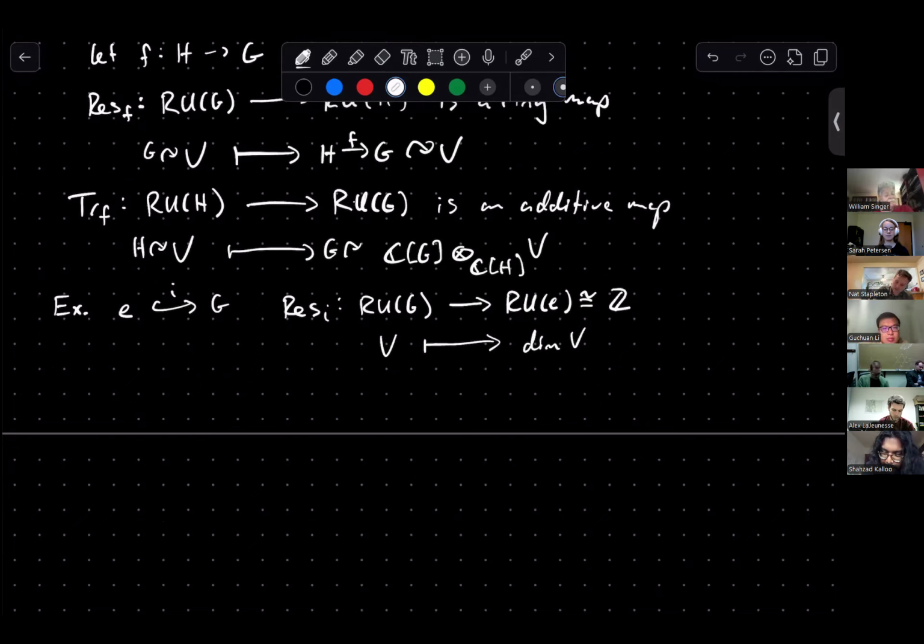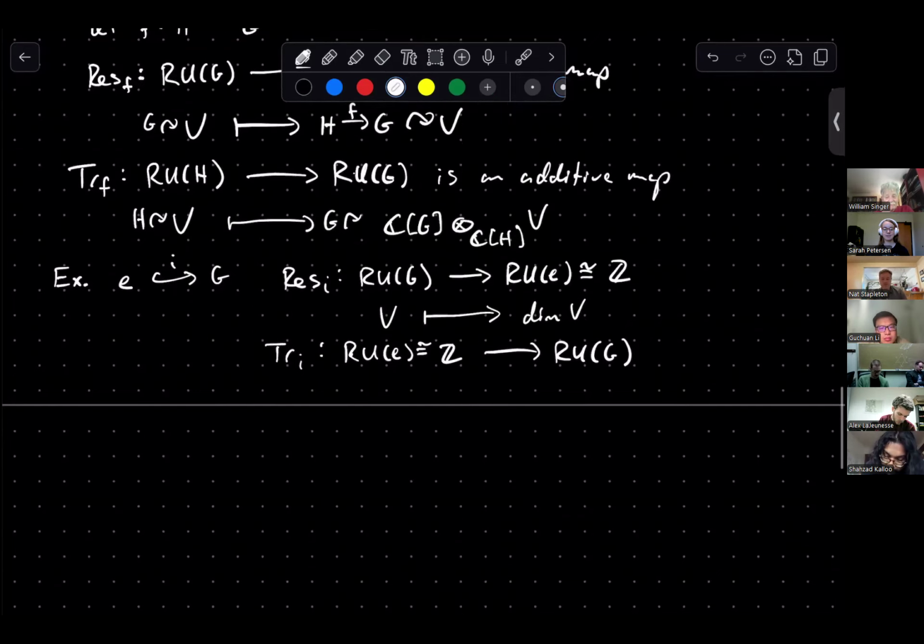Now the transfer is pretty interesting already. So this goes from RU of E, otherwise known as Z, to RU of G. This takes 1 in here, which is the isomorphism class of the complex numbers, and does this base change, and this produces the regular representation of G. So the free complex vector space on the underlying set of G with G action induced by the G action on little g on G. So we get the regular representation out from this transfer.